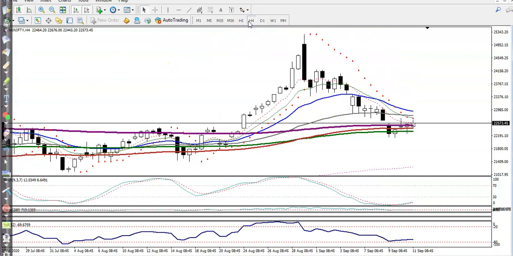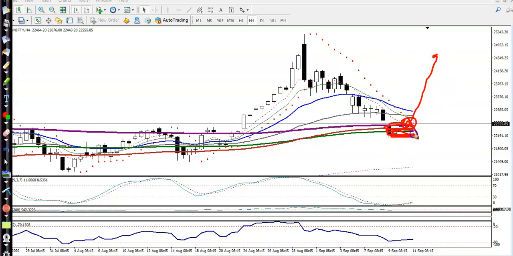In the H4 chart, now I can see all moving averages are here in this area. So it is strong support. So it means we need a buy confirmation. So once they appear, definitely we'll go for buy, or if price break this lower point, we'll go for short.